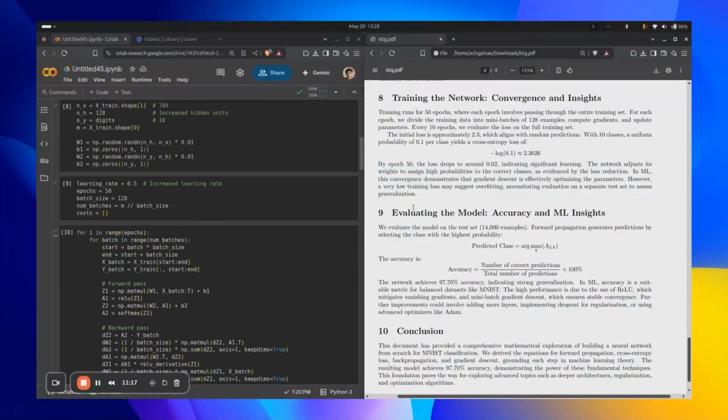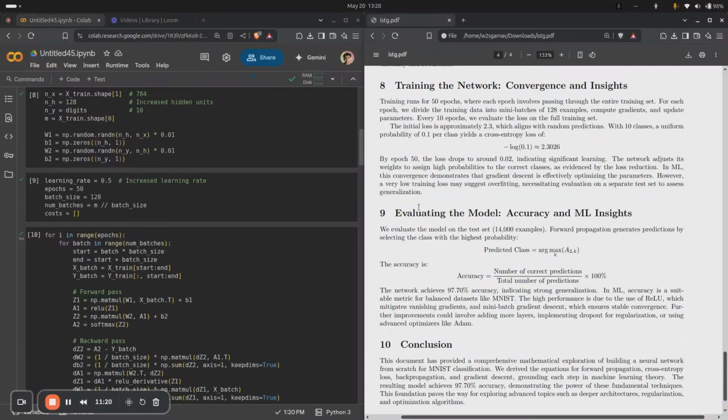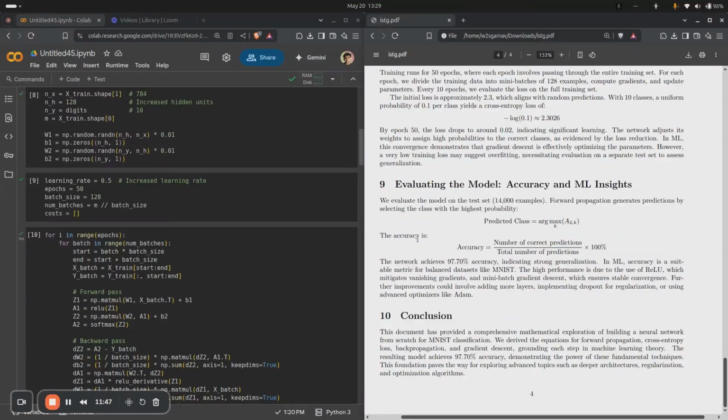Soon, indicating significant learning, the network adjusts its weights to assign high probabilities to the correct classes, as evidenced by the loss reduction. In machine learning, this convergence demonstrates that gradient descent is effectively optimizing the parameters. However, a very low training loss may suggest overfitting, necessitating evaluation on a separate test set to assess generalization.